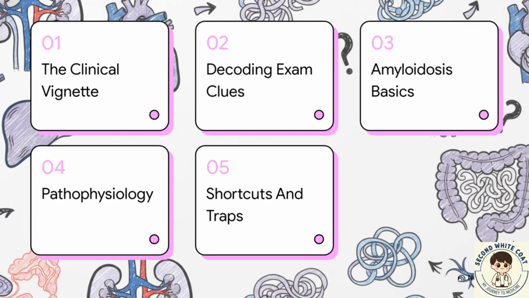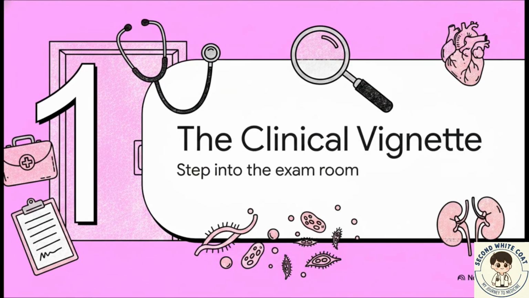Here's a quick look at our roadmap. We'll start with the clinical vignette, decode the key exam clues, review amyloidosis basics and types, dive into the pathophysiology of the answer, and finally, look at some exam shortcuts and traps. All right, Section 1, the clinical vignette. Let's get right into the case.